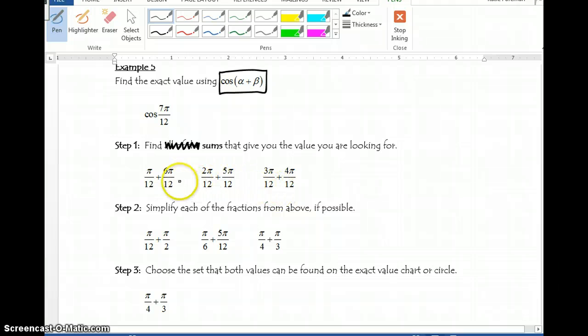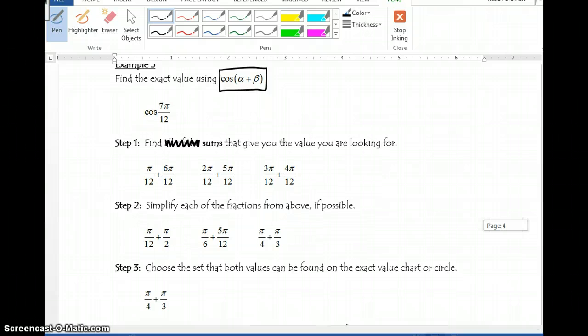So what we're going to do next, we have to determine which combination we want to use. Simplify each of the fractions from above. Pi over 12 doesn't reduce. 6 over 12 would reduce to 1/2. 2 pi over 12 reduces to pi over 6. 5 pi over 12 doesn't reduce at all. 3 pi over 12 reduces to pi over 4. 4 pi over 12 reduces to pi over 3.